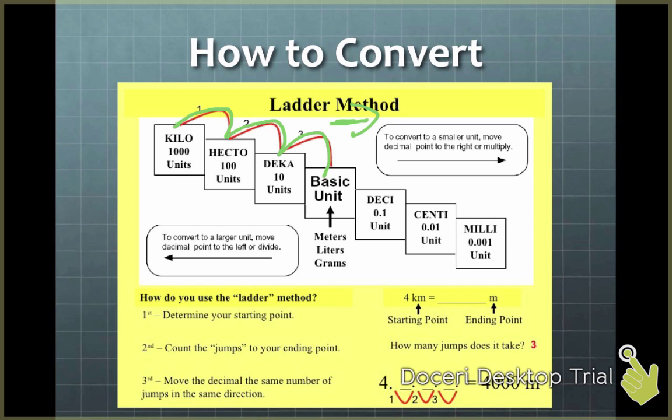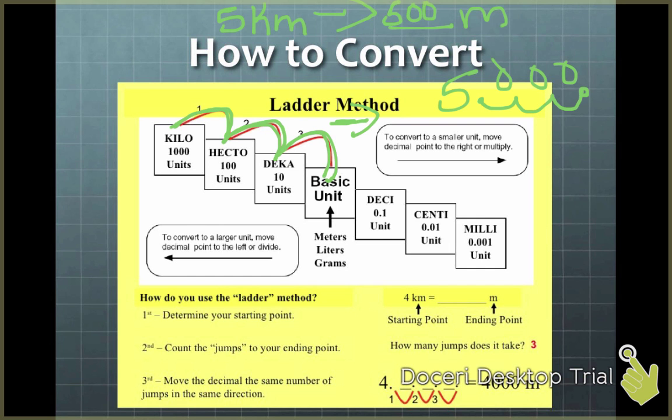So let's say we have 5 kilometers and we want to convert it to meters. All you're going to do is move the decimal point 1, 2, 3 times. We have 5, the decimal point's right here, so we're going to move it 1, 2, 3 times, add zeros. So that means we have 5,000 meters. Okay, that's all you have to do to convert in the metric system. Count how many times you're moving and do it that way.